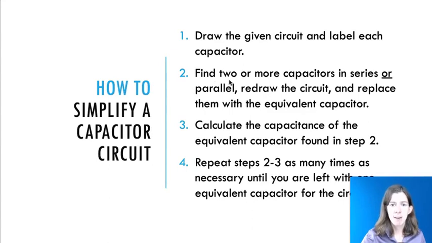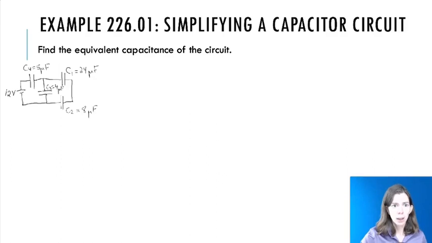The next step is to find 2 or more capacitors in series or parallel, redraw the circuit, and replace them with their equivalent capacitor. So we have to find either 2 capacitors in series or 2 capacitors in parallel. Pause the video and think about which 2 it's going to be. Hopefully you saw C1 and C2 and they are in series. You can see that there is just one wire connecting them with no junction in between.